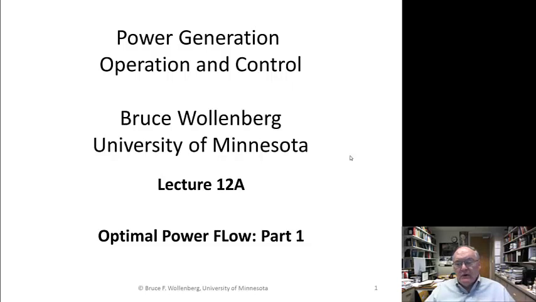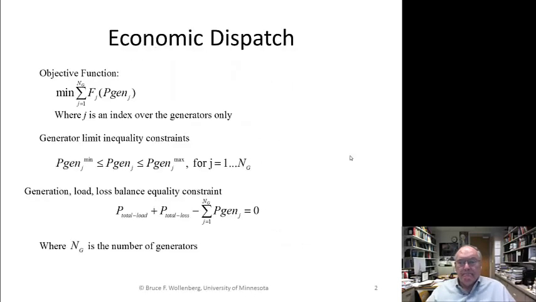This is lecture 12A. This is the first of two lectures on optimal power flow. What we're going to do is start out and talk about economic dispatch, which of course we've covered in detail in earlier lectures, there being a very large chapter on that topic in the book, but it's necessary because economic dispatch plays a big role in the optimal power flow.